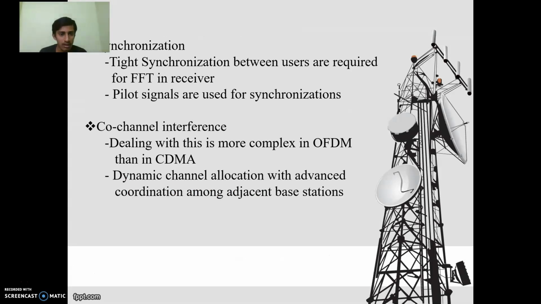Synchronization. Tight synchronization between users is required for the FFT in the receiver. Paired signals are used for synchronization. Co-channel interference. Dealing with this is more complex in OFDMA than in CDMA. Dynamic channel allocation with advanced coordination among adjacent base stations is needed.